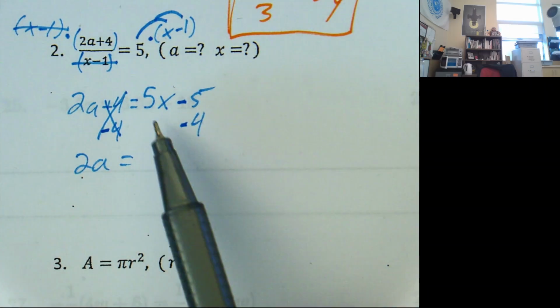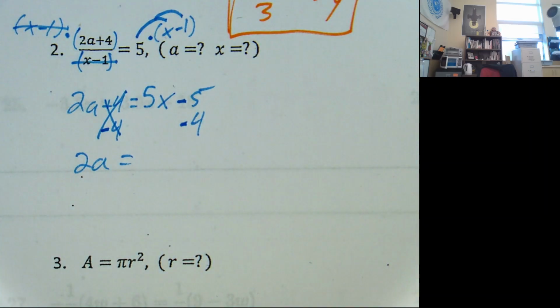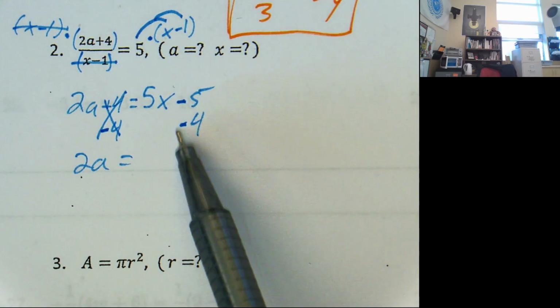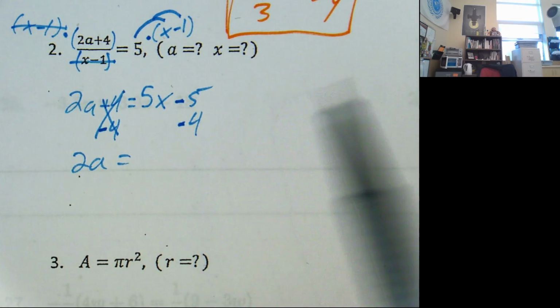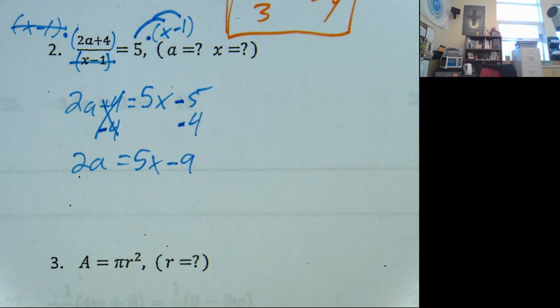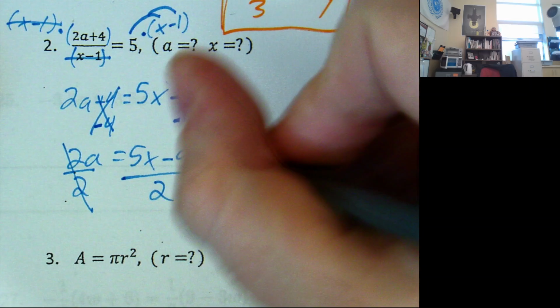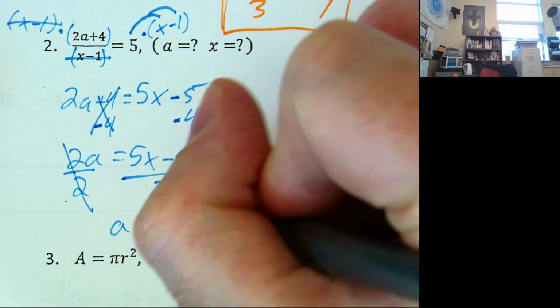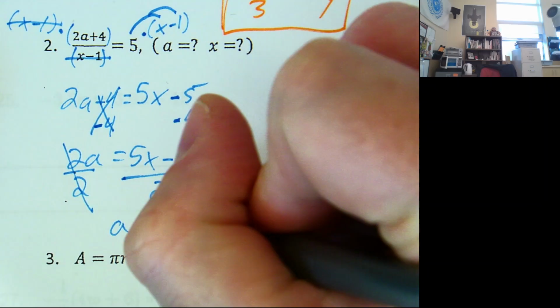On the left, we're left with 2a equals, and now I've got 5x minus what? I have negative 5 minus 4, which is negative 9. It's going to be 5x minus 9. Now I want to get the a by itself, so what are we going to do? Divide by 2. And on the right-hand side, we have to divide the whole thing by 2. So we're going to get a equals 5x minus 9 all over 2.